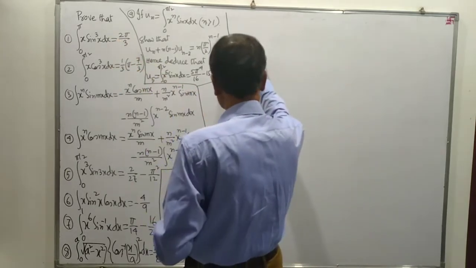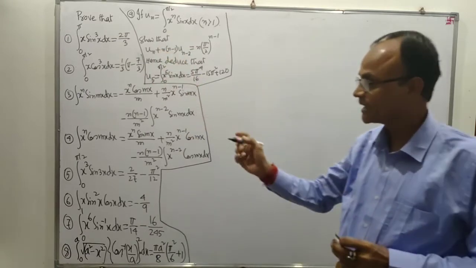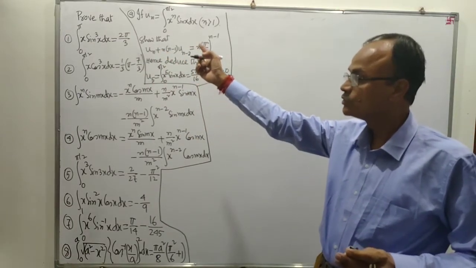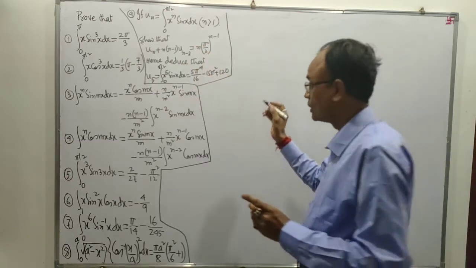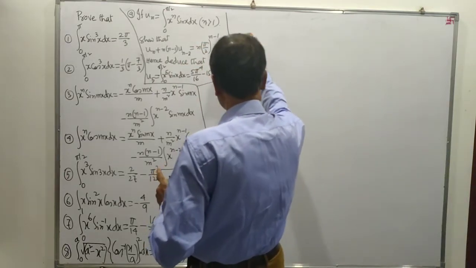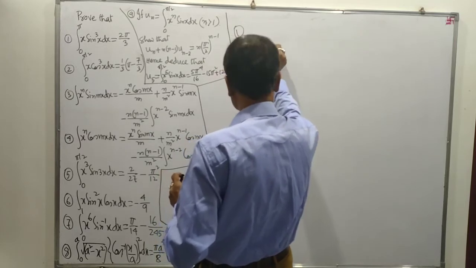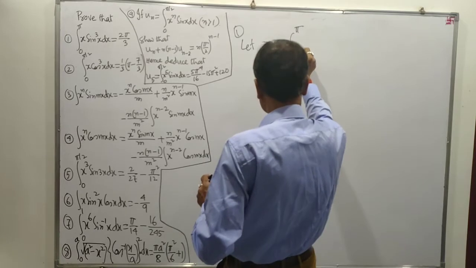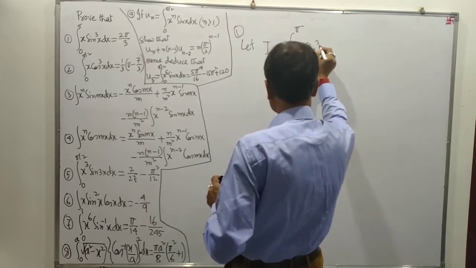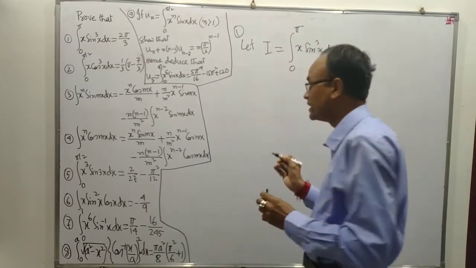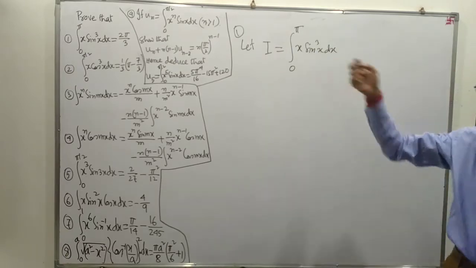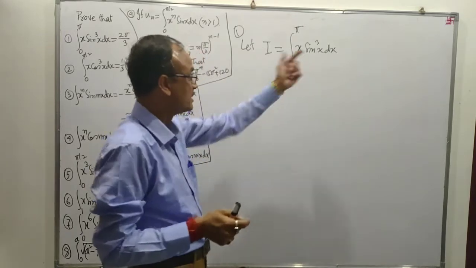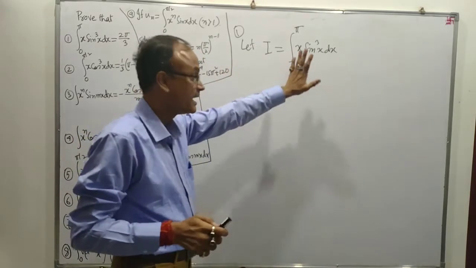Number 1 is: prove that the integral from 0 to pi of x sine cube x dx is equal to twice pi by 3. Solution of number 1: let I equal the integral from 0 to pi of x sine cube x dx. We have to show that the value of this integral is twice pi by 3.